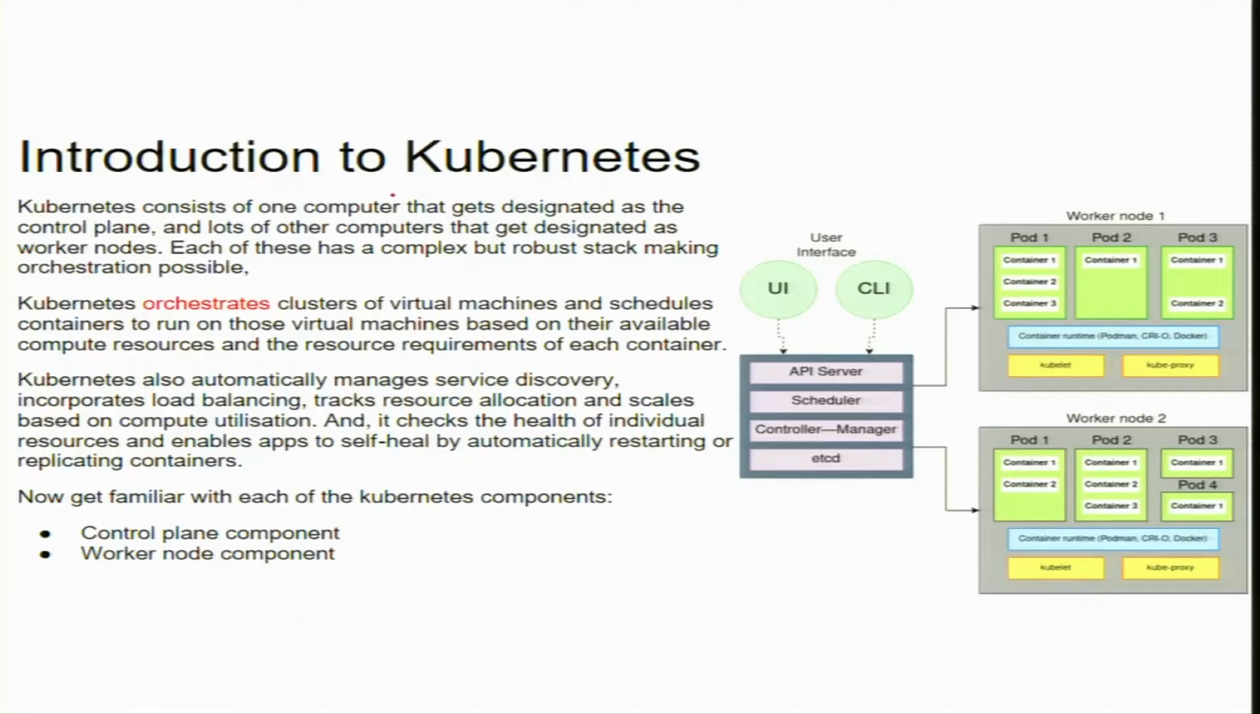Kubernetes consists of one computer that gets designated as a control plane. When we say computer, it may not be a physical computer, it may be a virtual machine as well. So Kubernetes has a designated system, and that is called a control plane. Each of these has a complex but robust stack, making this orchestration possible. So Kubernetes orchestrates a cluster of virtual machines.